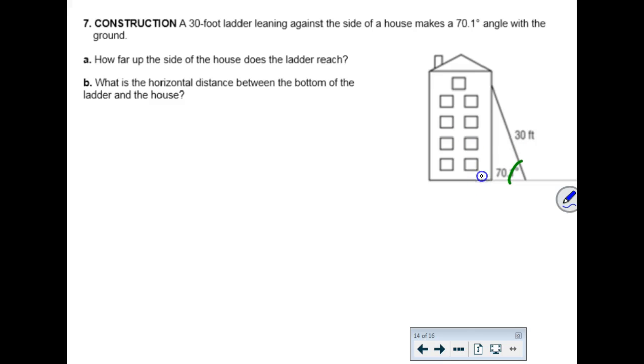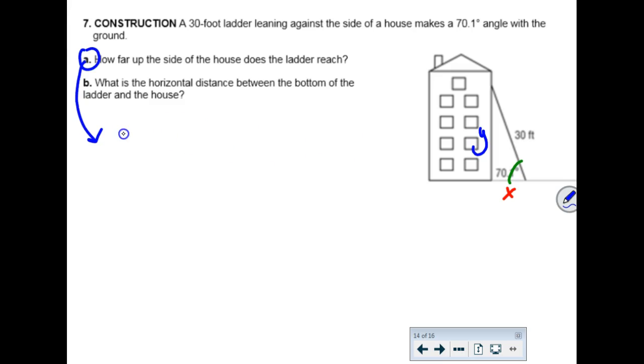They want to know two things. The first part is how high up the side of the house does the ladder reach? So let's call that Y. And then the next part of the question says, what's the horizontal distance from the bottom of the building to the bottom of the ladder? So they want to know this part. I'll call it X. Since we have two parts of the question, let's set up two different trig proportions. Well, we'll come back to that option in a minute.